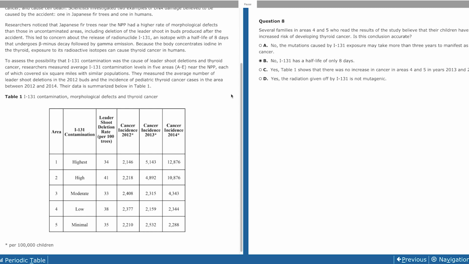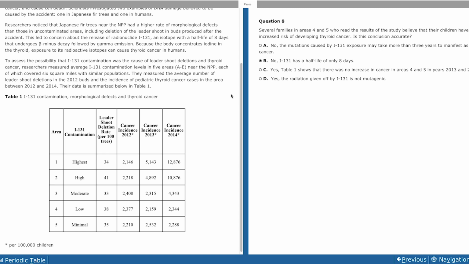B, no, iodine-131 has a half-life of only 8 days. C, yes, Table 1 shows that there was no increase in cancer in areas 4 and 5 in years 2013 and 2014. And D, yes, the radiation given off by iodine-131 is not mutagenic. So automatically D, right off the bat, we know that that's not true, right? So the question is the conclusion, right? Just making sure that we're answering the right question. The question is, is the conclusion that these children have no increased risk true?